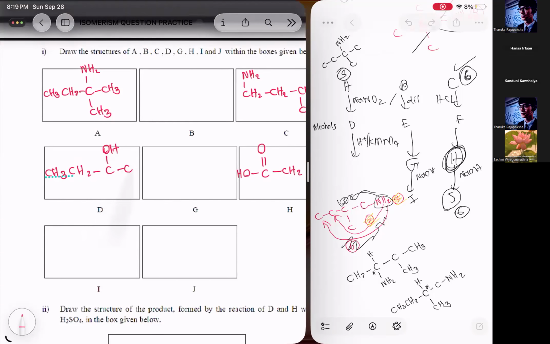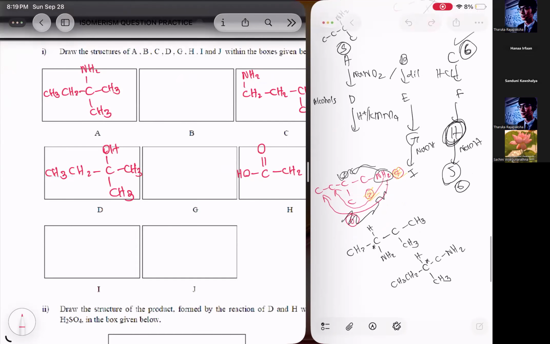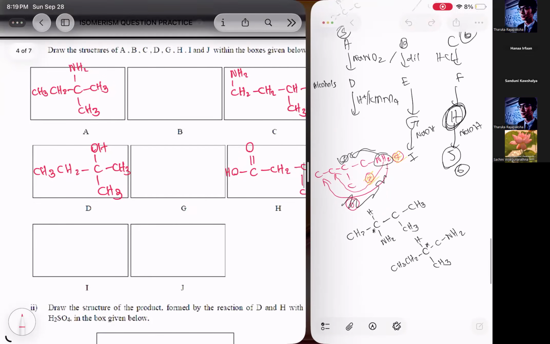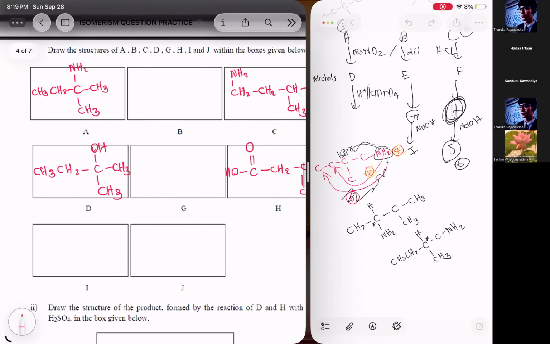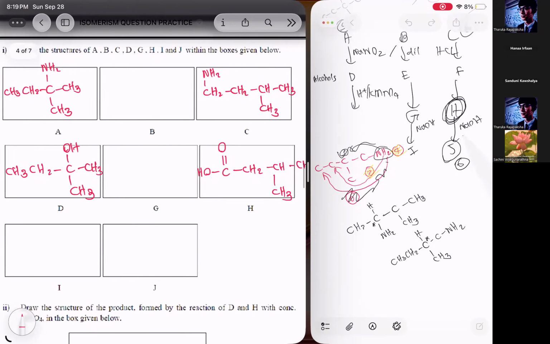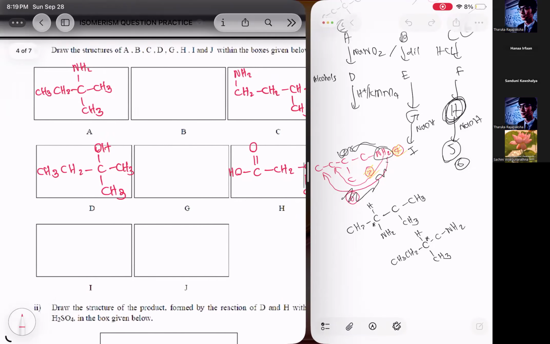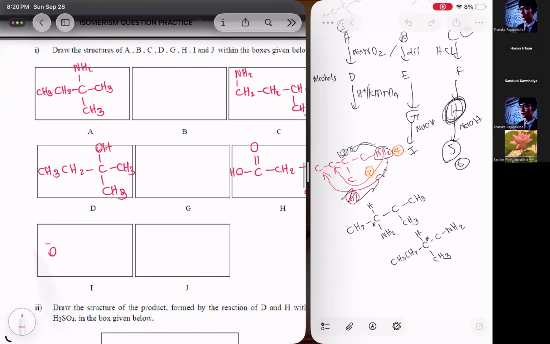CH2OH, CH3, CH3. Compound I and compound J. Compound J we found out should react with NaOH, and this is a carboxylic acid. So O minus Na plus.